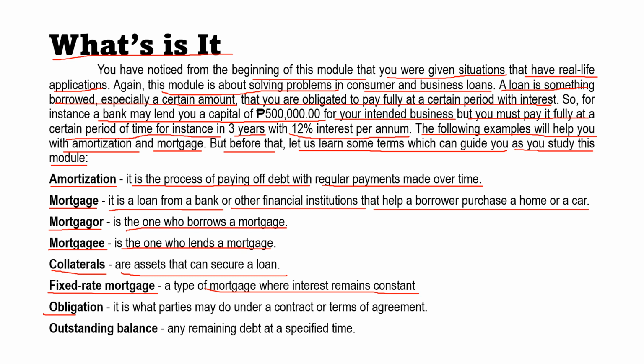Now, the obligation is what the parties may do under a contract or term of agreement, because a borrower is obliged to repay the loan or the mortgage that he applied for. And for the last term here, the outstanding balance is any remaining debt at a specified time. So that will be your outstanding balance.